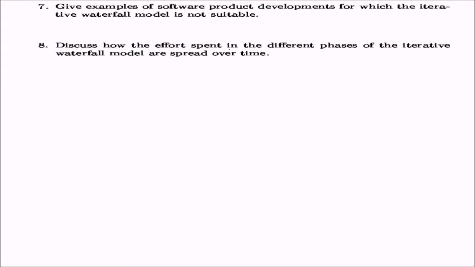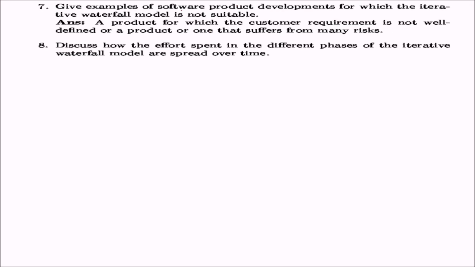Seventh question in the book is, give examples of software product developments for which the iterative waterfall model is not suitable. Iterative would not be good if the customer requirement is not well defined, right? But here it has been asked that we have to give an example for which the iterative waterfall model is not suitable. If your problem is well defined, you understand the problem, then you don't need to go to the iterative; the classical waterfall model will do. So it depends entirely on how well defined your problem and customer requirement is, whether you are going to use the iterative waterfall model or the classical waterfall model.